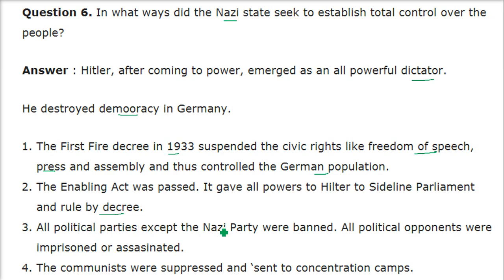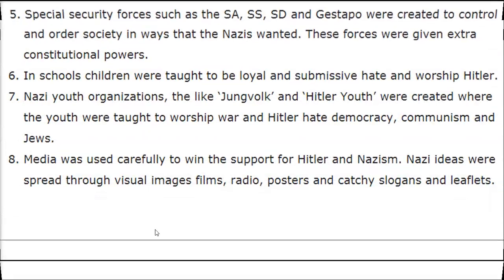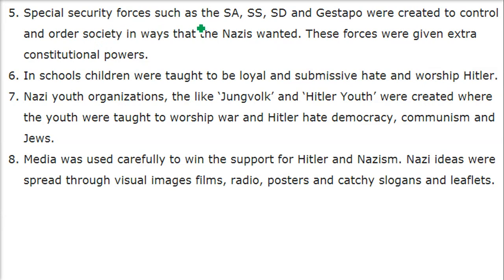All political parties except the Nazi party were banned. All political opponents were imprisoned or assassinated. The communists were suppressed and sent to concentration camps. Security forces like the SA, SS, SD, and Gestapo were created to control and order society in the ways the Nazis wanted. And these forces were given extra-constitutional powers.